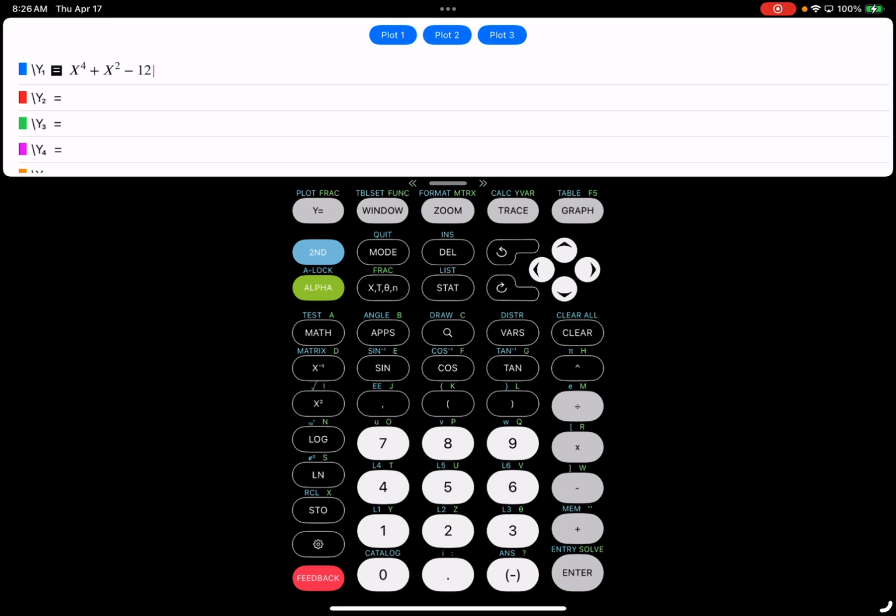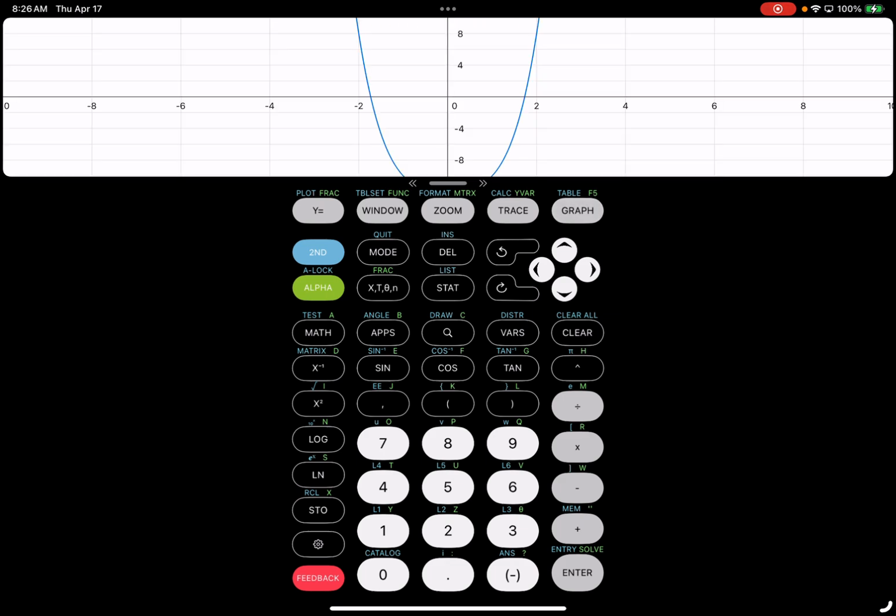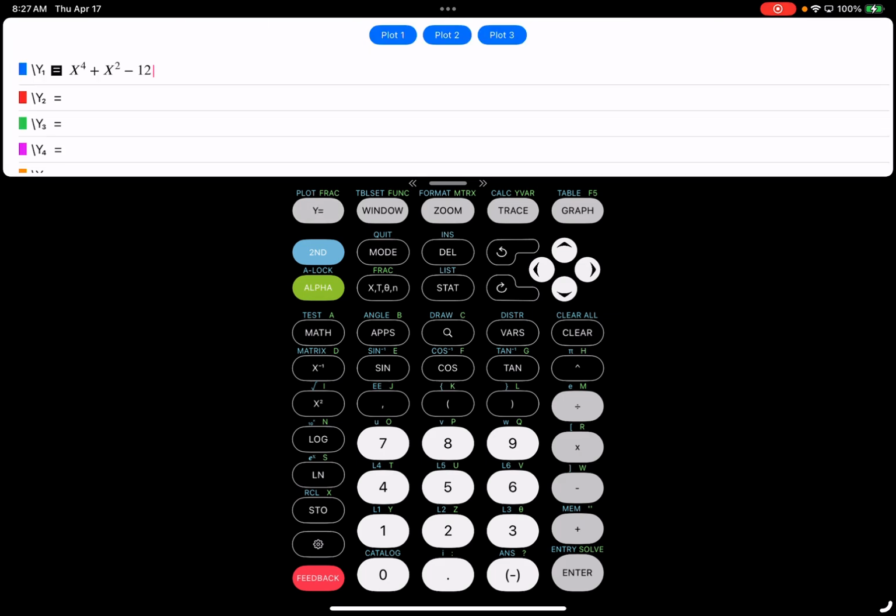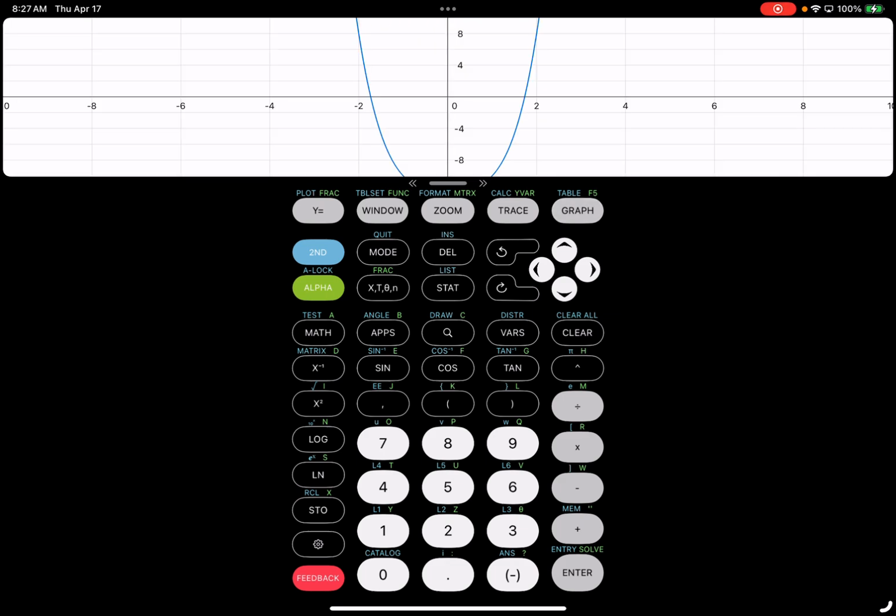Hit zoom 6, because zoom 6 resets your window. Graph it. There's something wrong with this one. It's called the user. You're either a slow driver or a fast driver. I fixed it. Okay, you're a good driver. X to the 4th plus x squared minus 12. Has everybody got that typed in? Press graph. Hit zoom 6. Can you see where it crosses the x-axis?